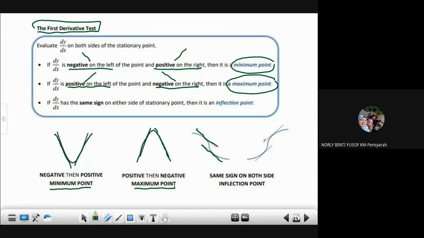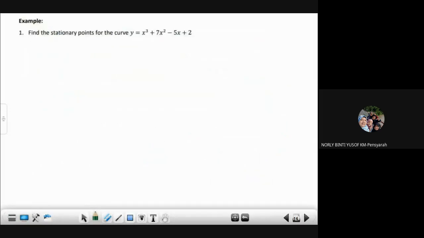Or the gradient dy/dx goes up, positive, on both sides. This is the inflection point. This is the maximum point. This is the minimum point. So the same sign on both sides is the inflection point. Is that okay? So that is the concept, and now we go to an example for the first derivative test.